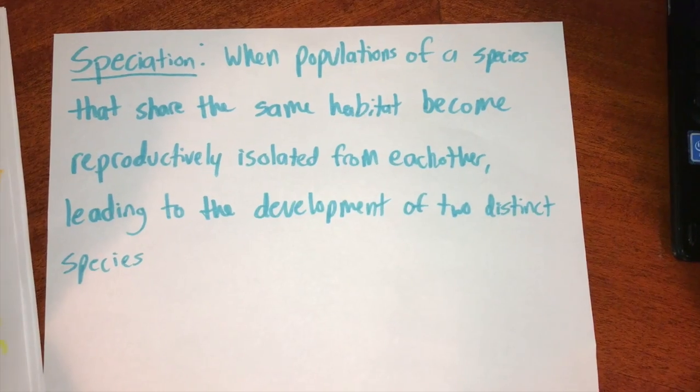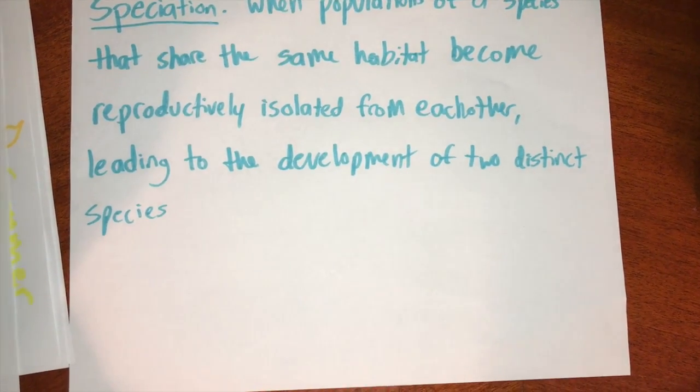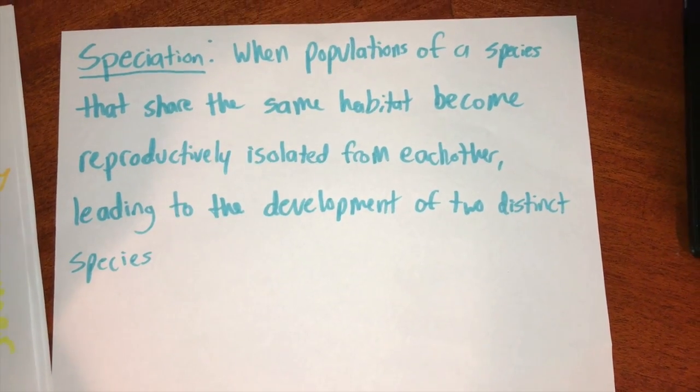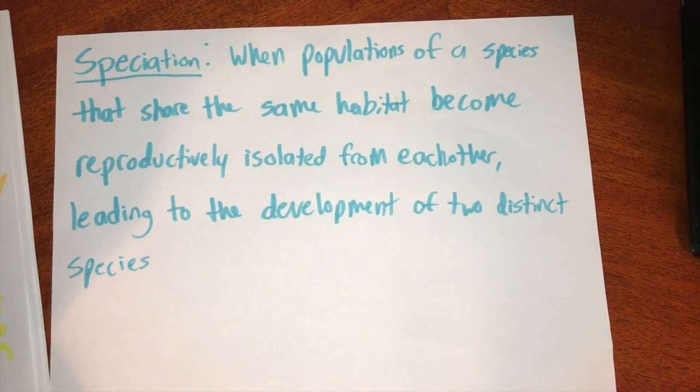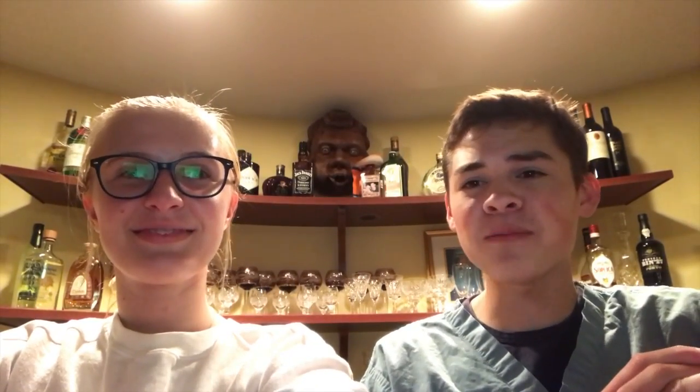So what is speciation? Good question, Professor. Let's find out. Speciation is when populations of a species that share the same habitat become reproductively isolated from each other, leading to the development of two distinct species. Wow, Professor, that is so cool. How would this happen, though? Well, there are actually 5 circumstances that could cause speciation.